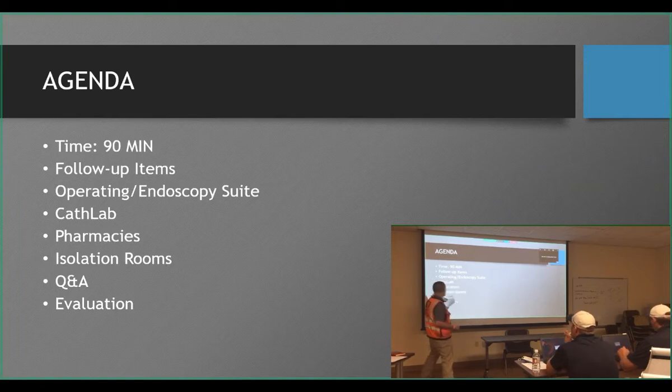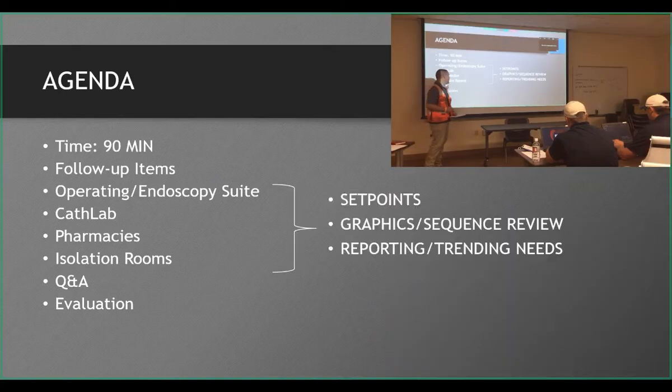And then here's the agenda, right? So we're going to go through that operating suite, which is basically the south half of level 1. It's the operating and endoscopy suite. We're going through the cath lab, the pharmacies, and then the isolation rooms. It's the world of more complicated pressure-dependent areas that you have in the building. Then we'll go through some Q&A and the evaluations at the end.